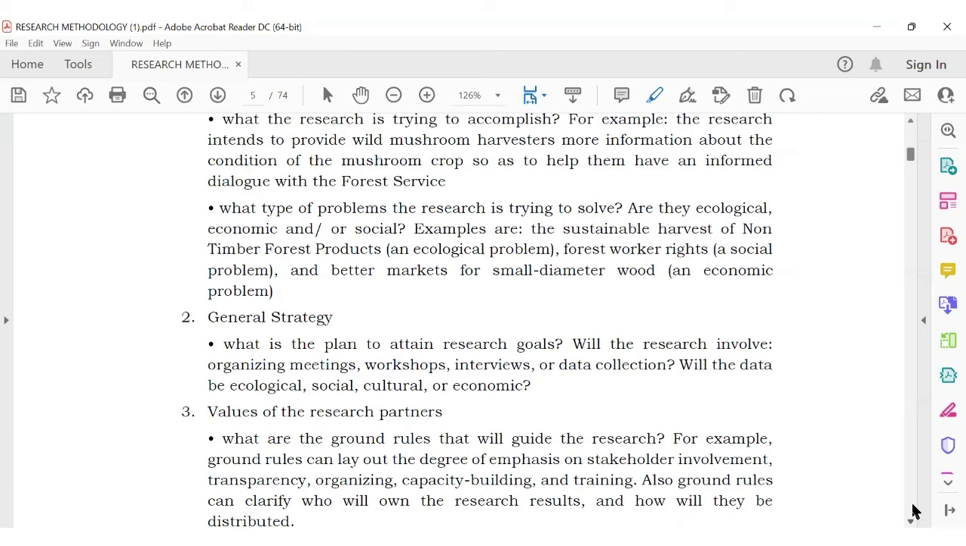Okay. Yes, sir. So when you discuss all these things in detail, it will lead to a general strategy: what is the plan to attain the research goals, and what are your long-term goals? All the research goals have to be further divided into two groups, the long-term goals and the short-term goals. Vision has to be always long-term. Mission has to be short-term.